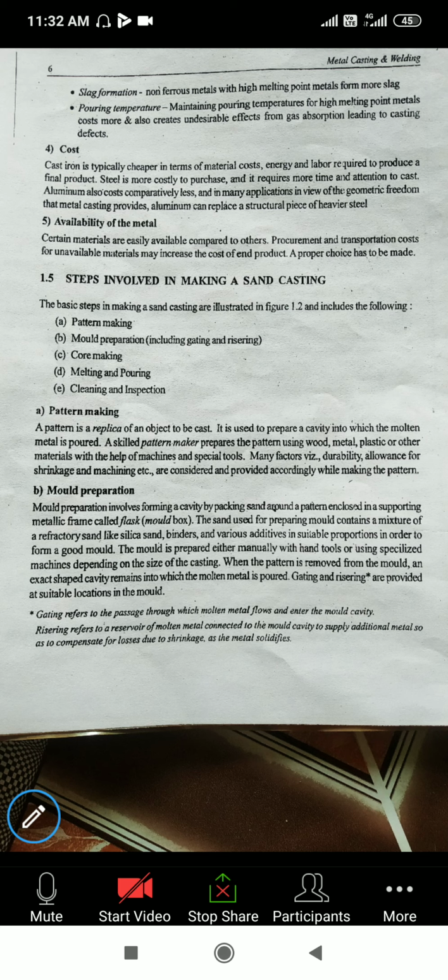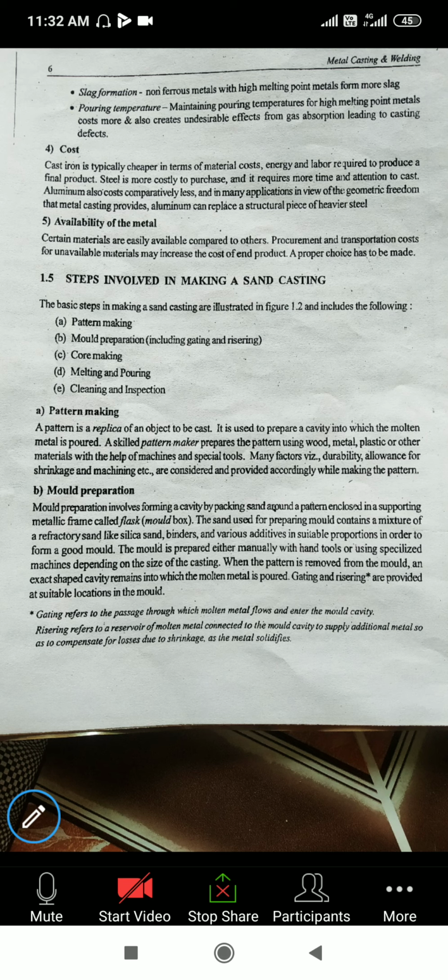Okay, now there are two more factors: the cost and the availability of the metal. While selecting casting alloys, these are two important things: whether the alloys are costly or cheaper as per the casting rate. Cast iron is typically cheaper in terms of material cost, while the energy and labor required to produce the final products make steel very costly.